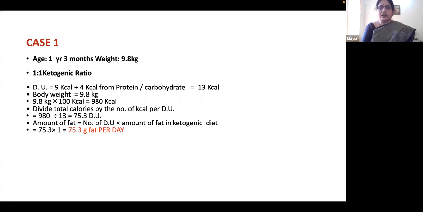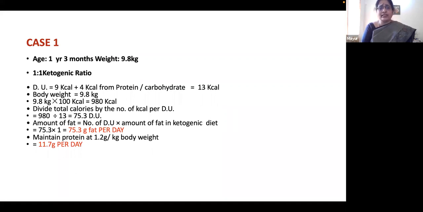So now you have calculated the dietary unit. How to calculate the fat recommended per day, the fat recommendation? For that, you have to multiply it by 1 because it is going to be a 1:1 keto ratio. Then it will become 75.3 grams of fat. Then protein, you can do it as 1 to 1.2 gram per kg body weight. So when you take it like that, it is 11.7 grams.